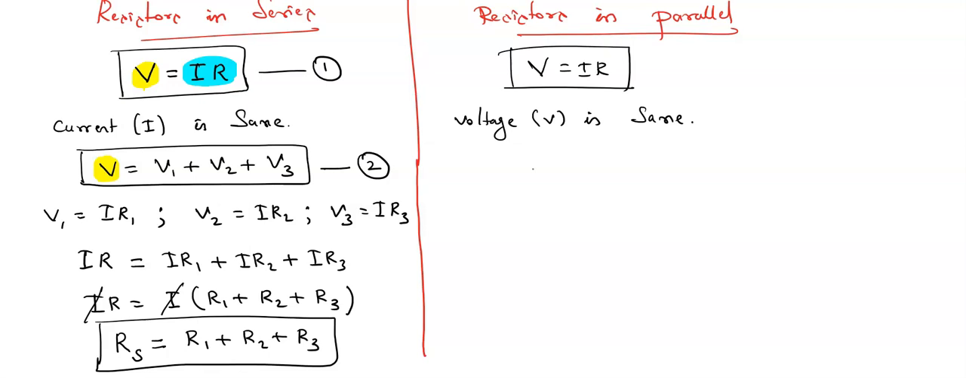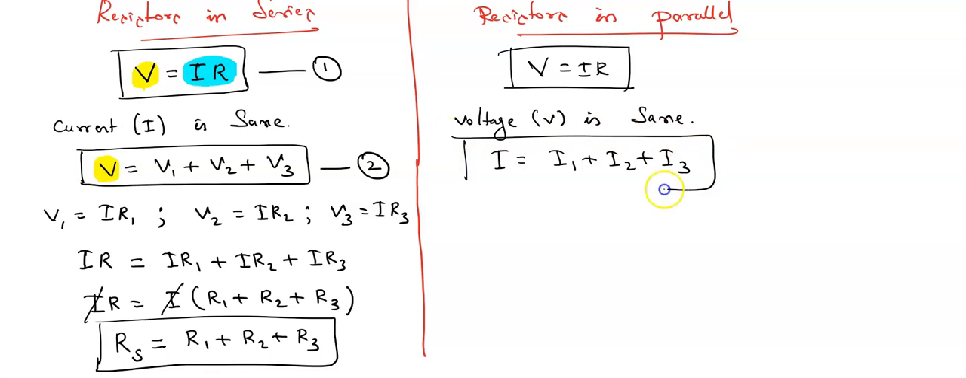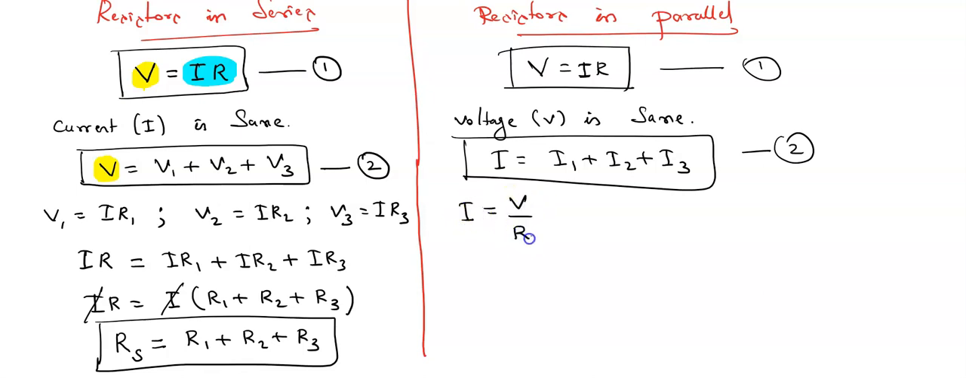When they are connected in parallel, similarly in this case I is equal to I1 plus I2 plus I3. Let me say this is equation 1 and this is equation 2. Now here we are taking in terms of I, correct? So equation 1, V equals IR, then I is equal to what? Keep I here as it is, shift R here. So what happens? I is equal to V by R.